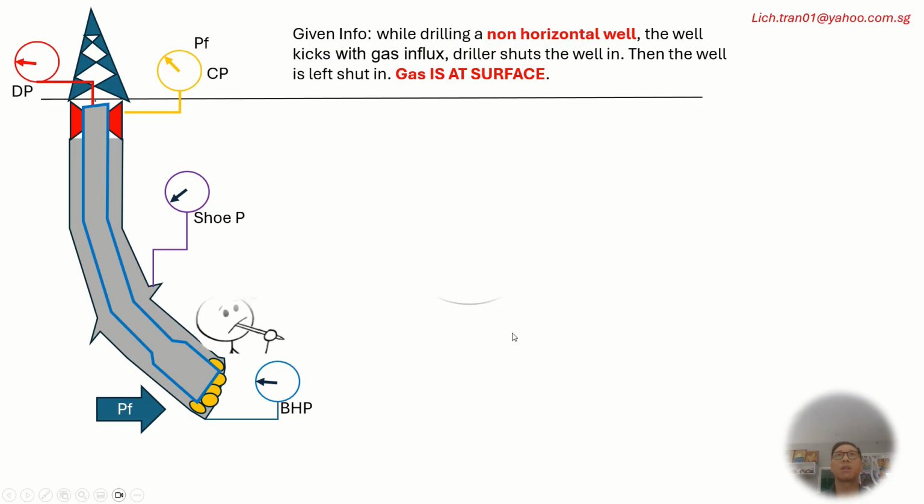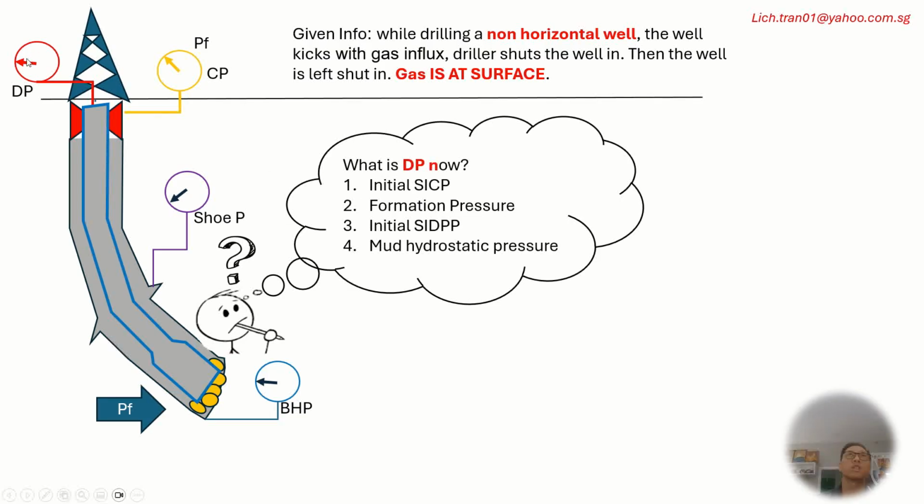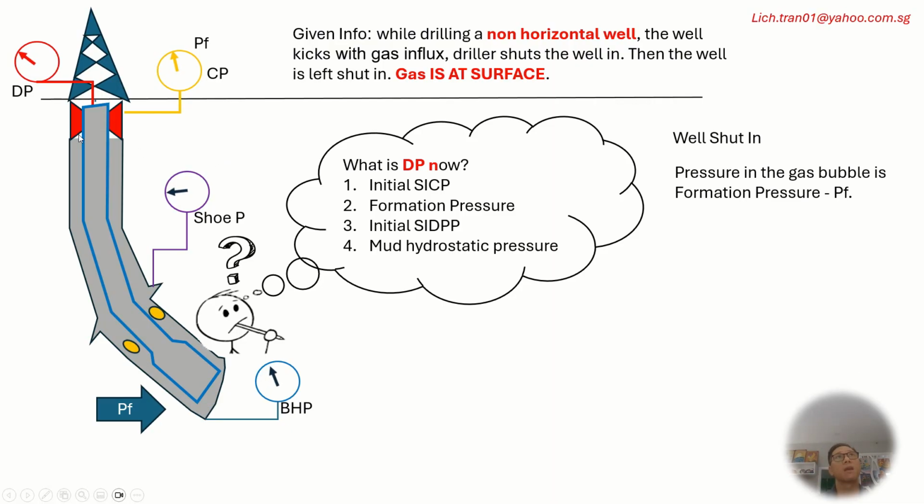Now, the same thing, but they ask you, what do you expect to see on the drill pipe pressure gauge? What value will it show? Will it show initial shut-in casing pressure? Because we know that initial shut-in casing pressure is higher than initial shut-in drill pipe pressure. So we know that once a gas reaches surface, it carries the formation pressure PF to the surface.